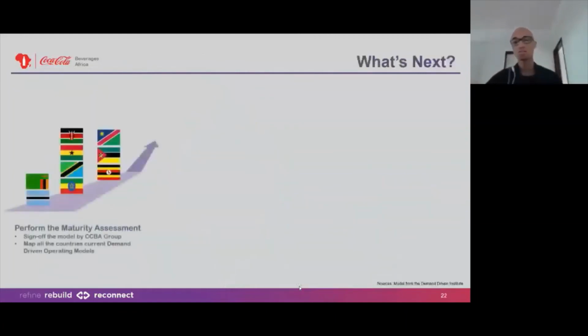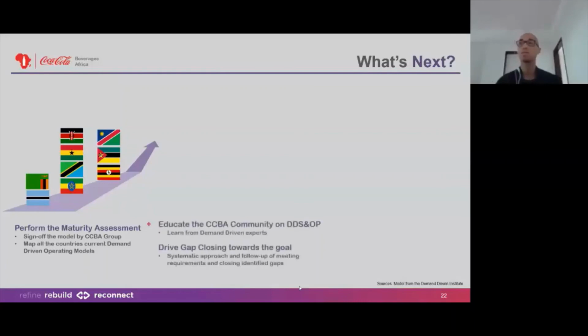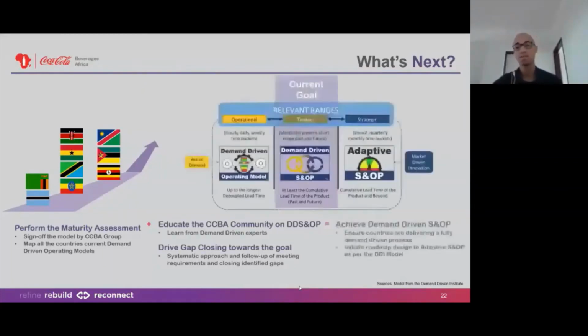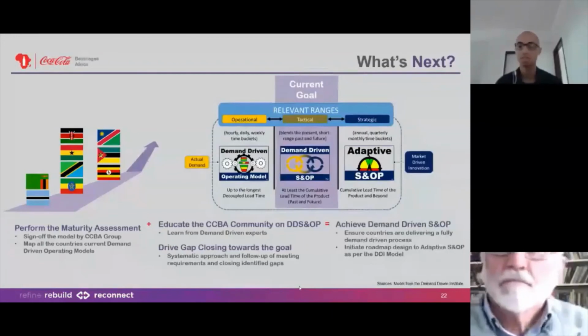Okay, and then to finalize, what are we doing next? In actual terms, we're soon going to be running the maturity assessment. We're getting the model validated. My clock is already ticking, and together with the continuous education that we've been doing, we're going to start closing those gaps. We know where the countries are and what is missing, and eventually we want to be comfortable saying that all of our countries are running at a 100% functional DDSNOP level.